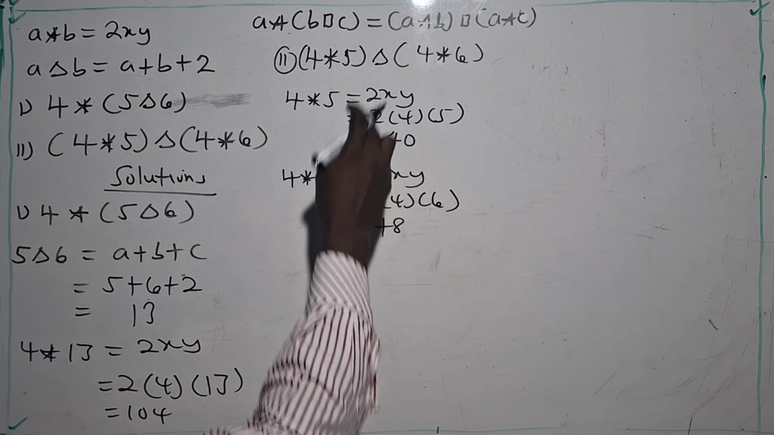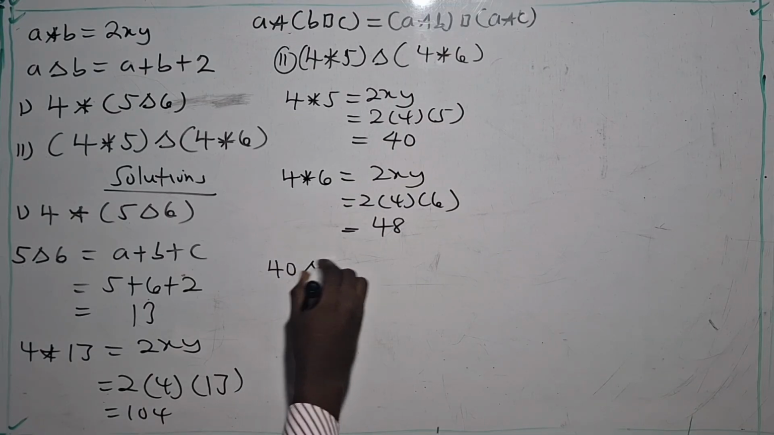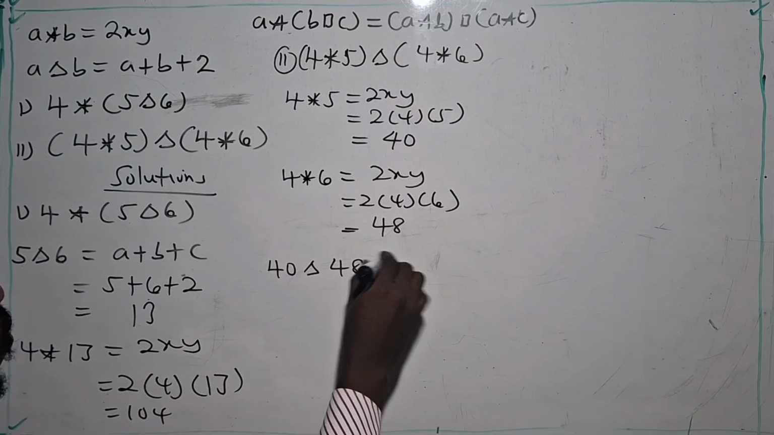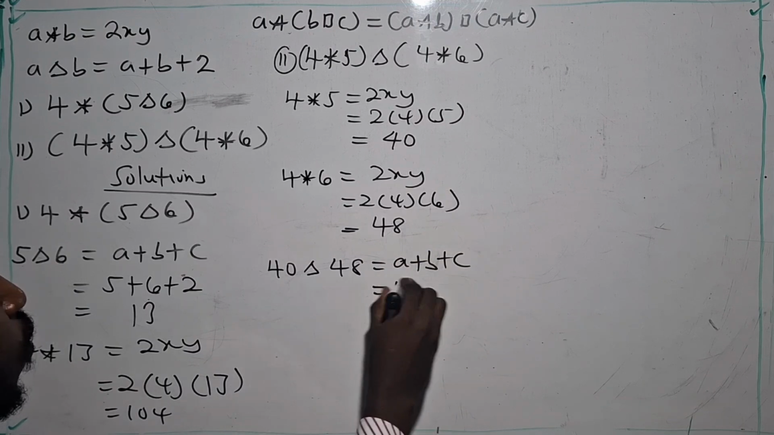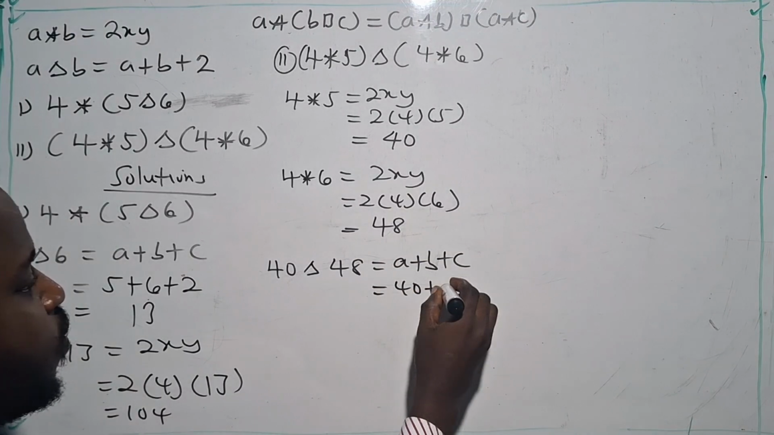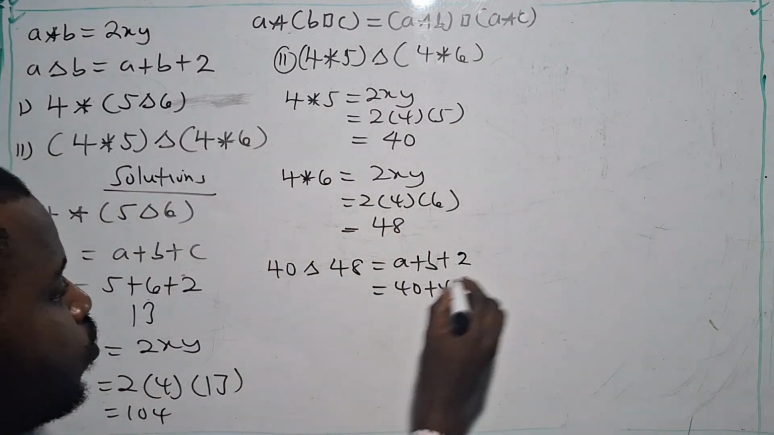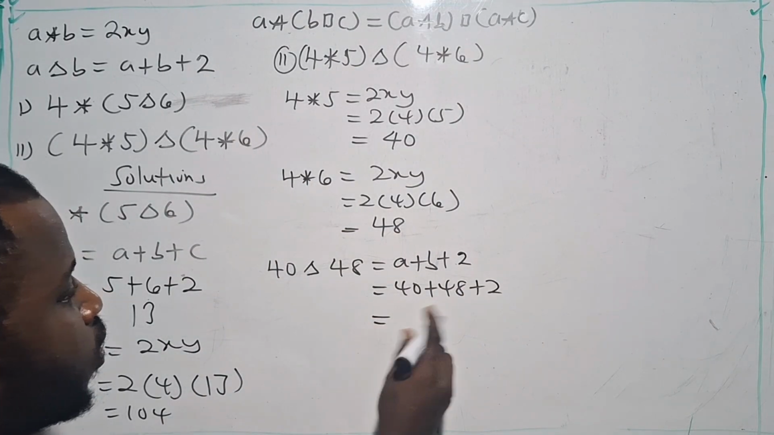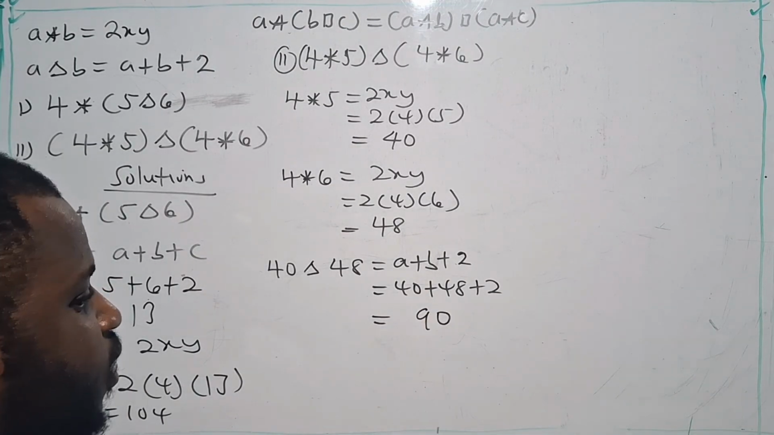So I have to combine them using this operation. Now I have 40 operation 48, which is A plus B plus 2. A is 40 plus B, 48, plus 2. 40 plus 48 is 88, plus 2 is 90.